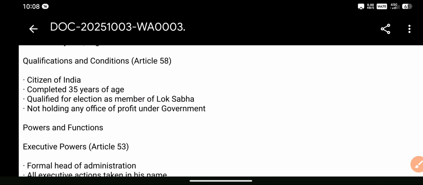Qualifications and conditions. Article 58. Citizen of India, completed 35 years of age, qualified for election as member of Lok Sabha, not holding any office of profit under government.